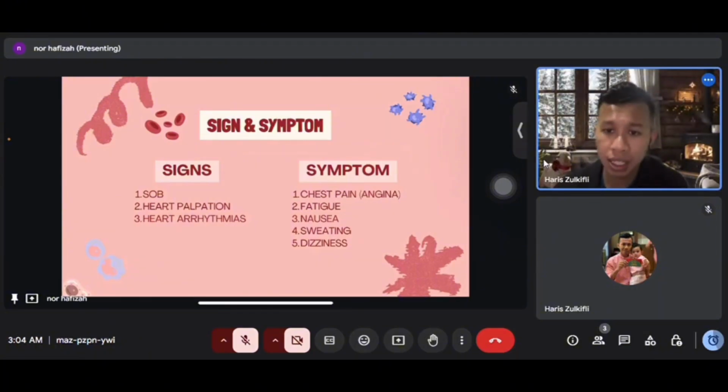Next one is nausea, common during an episode of angina or heart attack, especially in women. And after that is sweating, which is a cold sweat. Cold sweat can occur due to the body's stress response during reduced blood flow or a heart attack. And the last one is dizziness, resulting from insufficient blood flow to the brain due to the compromise of cardiac output.